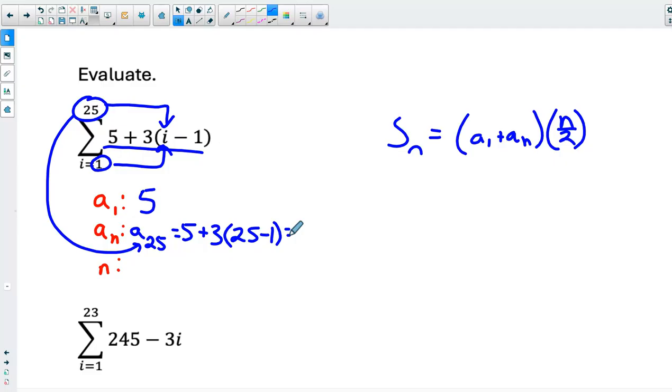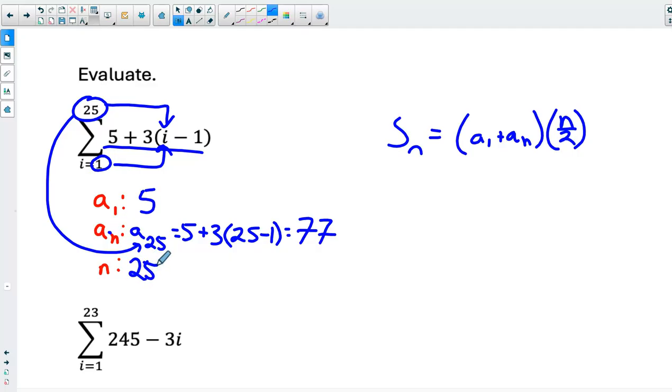What's that magic number going to be? 77. So I get 77. And I want to point one other thing out to you. This n right here is 25, and that's 25. So I'm going to put 25 here.